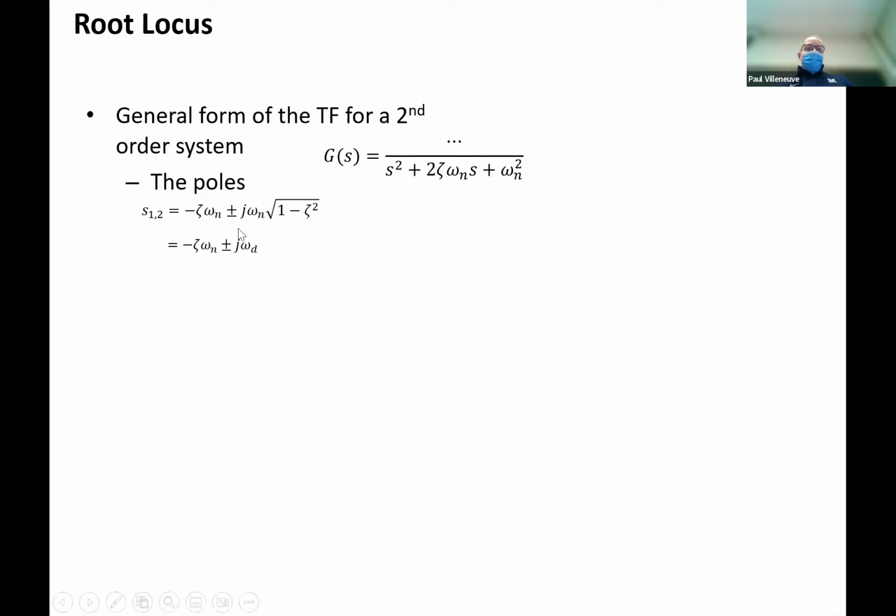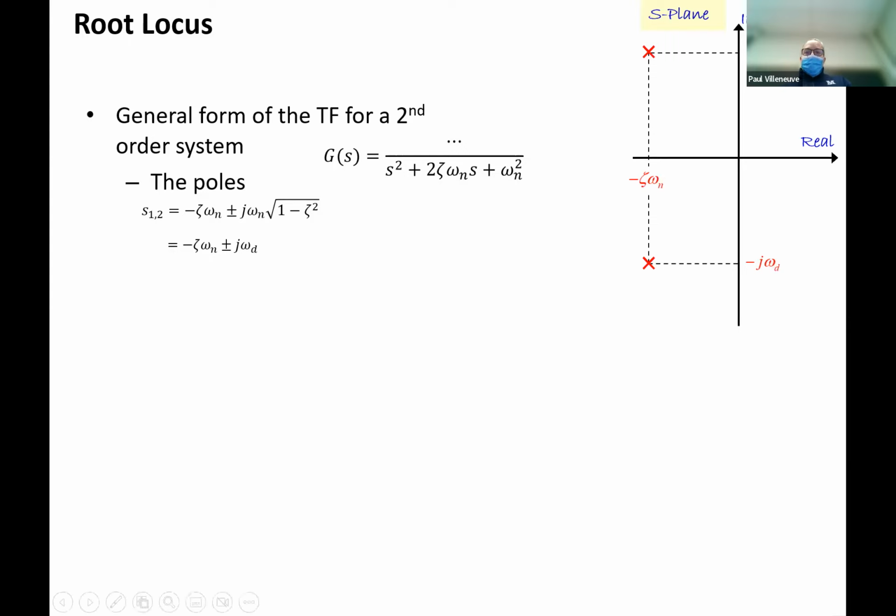So here's our base equation, negative zeta omega sub n plus or minus j omega sub n times the square root of 1 minus zeta squared. Don't forget, we defined our damped natural frequency as this term here, so we can make that substitution just to simplify it down a little bit.